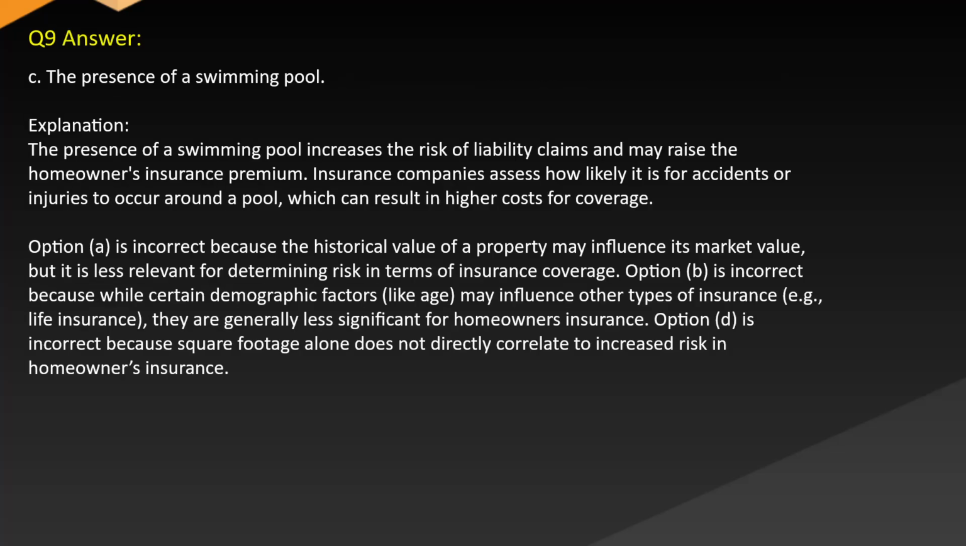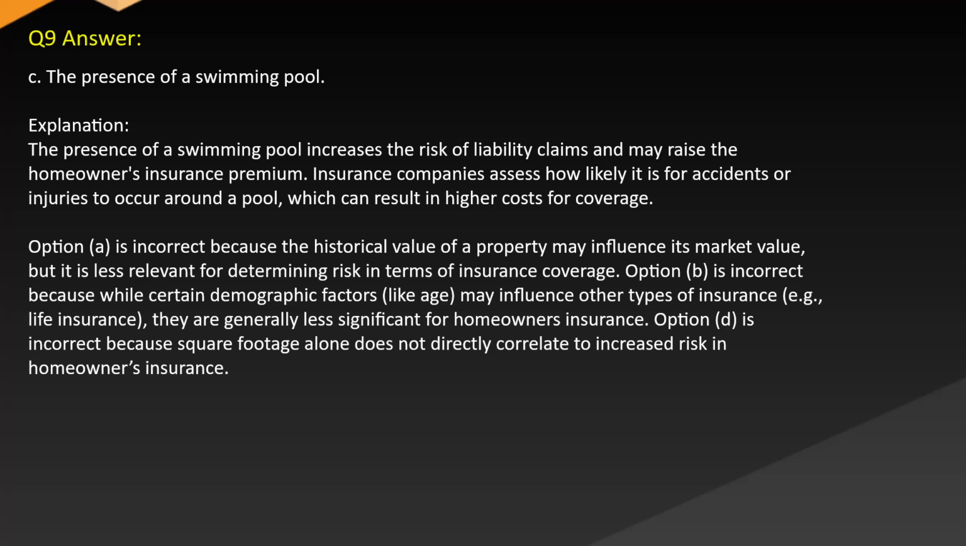Answer C. The presence of a swimming pool. Explanation. The presence of a swimming pool increases the risk of liability claims and may raise the homeowner's insurance premium. Insurance companies assess how likely it is for accidents or injuries to occur around a pool, which can result in higher costs for coverage. Option A is incorrect because the historical value of a property may influence its market value, but it is less relevant for determining risk in terms of insurance coverage.